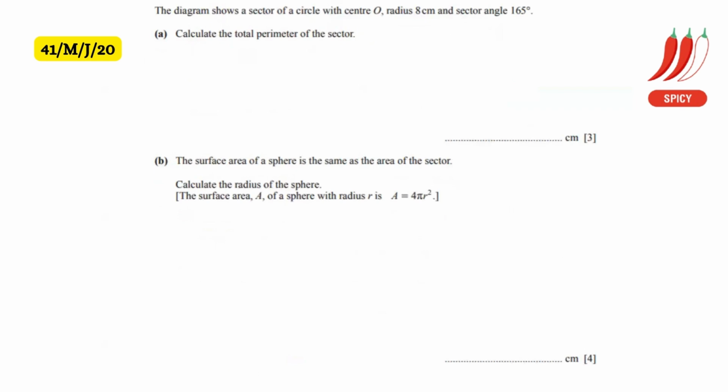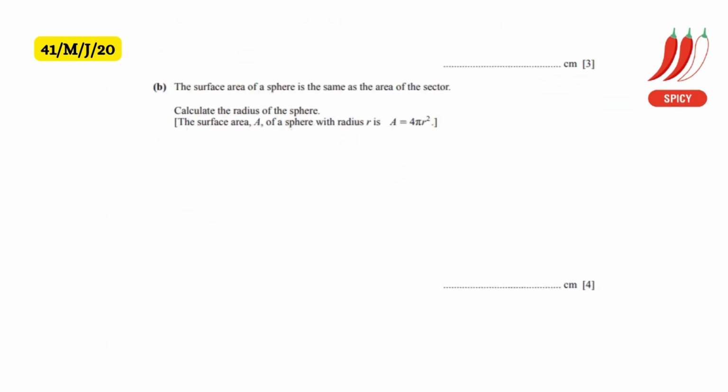Then it says the surface area of a sphere is the same as the area of the sector. Calculate the radius of the sphere. So now for the sector, area equals 165 over 360 times pi r square, r being 8. So when we plug this in the calculator, what we get is 92.15 centimeters square. This is the area of the sector.